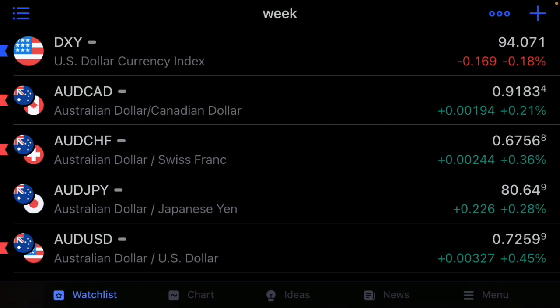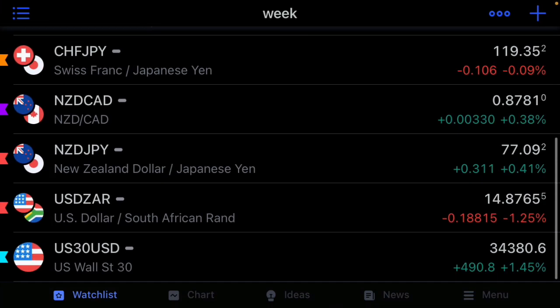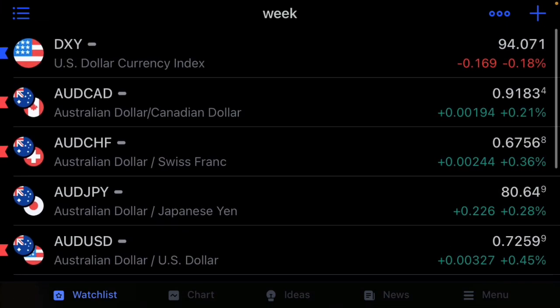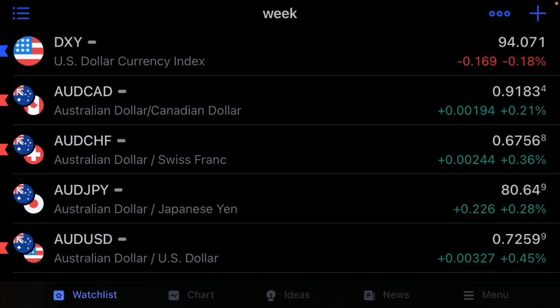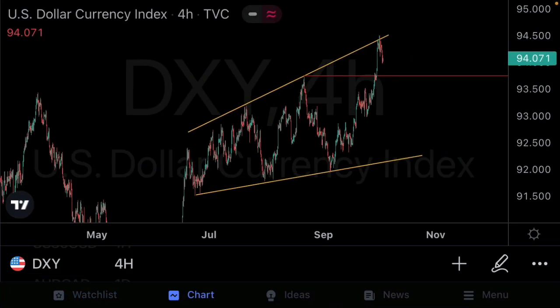Today we're gonna go through 6 different pairs: the DXY, Aussie CAD, Aussie Swiss franc, Aussie dollar, New Zealand dollar JPY, and USDZAR. So you guys can see we've got 5 currency pairs and obviously the DXY. So we'll start off with the DXY and have a look at what we have here on the 4-hour.